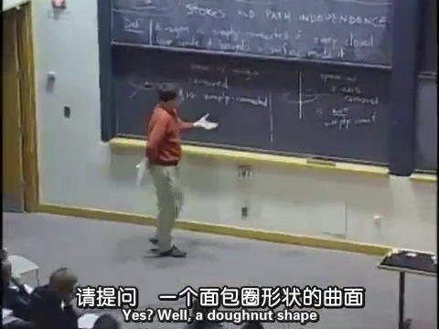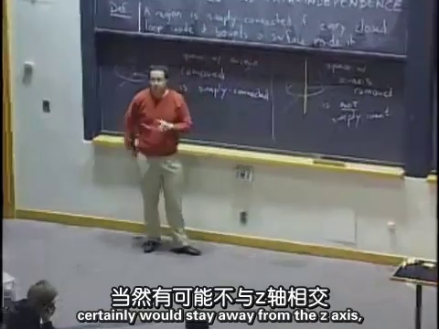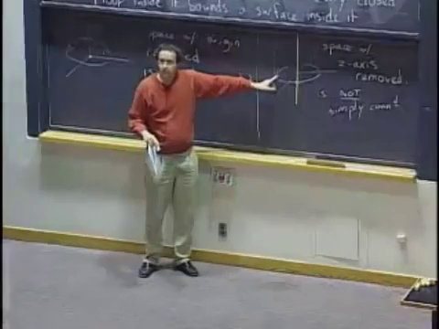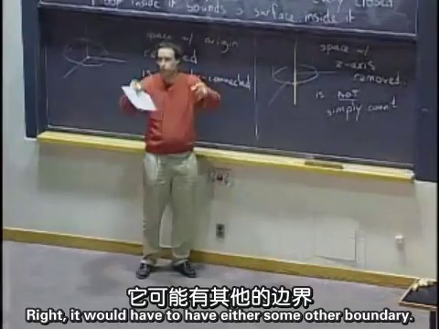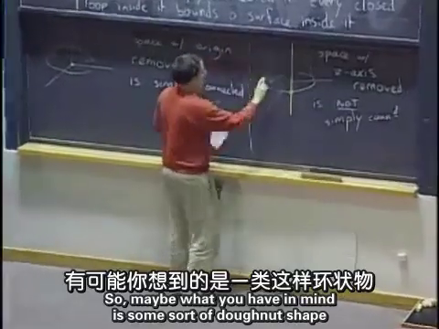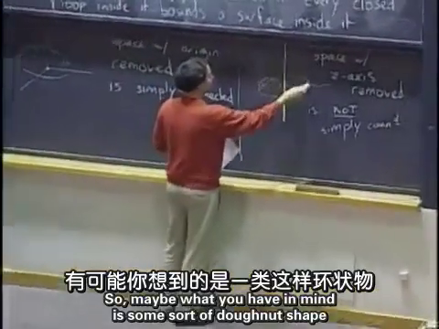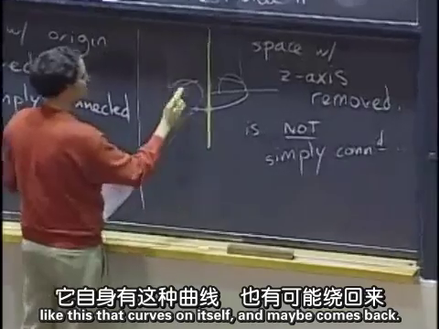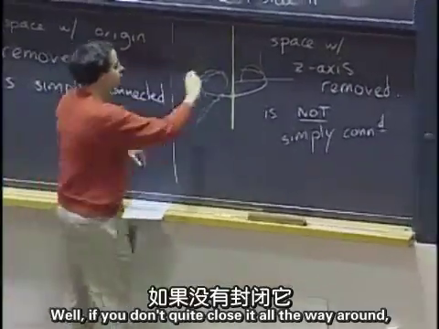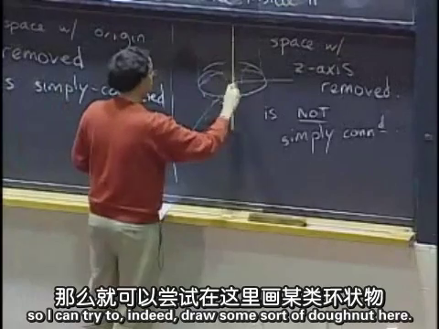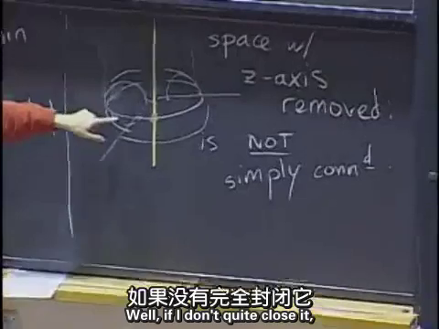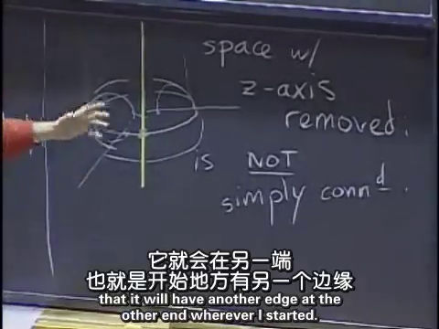Well, a donut shape certainly would stay away from the z-axis, but it wouldn't be a surface with boundary just this guy. Right? It would have to have some other boundary. So maybe what you have in mind is some sort of donut shape like this that curves on itself and maybe comes back. Well, if you don't quite close it all the way around, so I can try to indeed draw some sort of donut here.